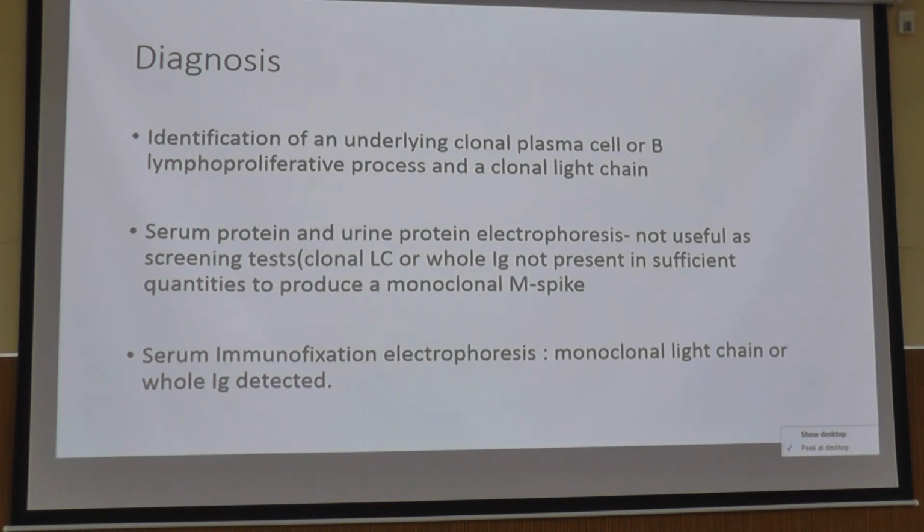Now, the next thing is to do a serum immunofixation electrophoresis, where monoclonal light chain or the whole immunoglobulin can be detected. When you say immunofixation electrophoresis, they add antibodies against each of these: G, A, M, D, and E. So you can pick up which one is showing up. Again, you do the same electrophoresis, but you add antibodies and you find out the kappa or lambda and also which type of immunoglobulin it is.